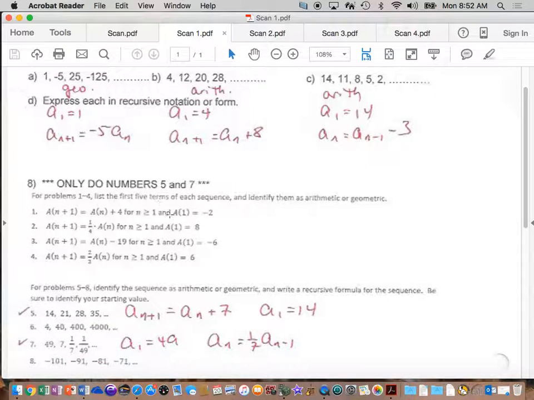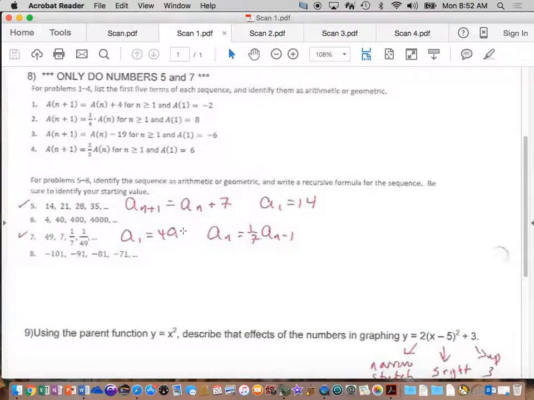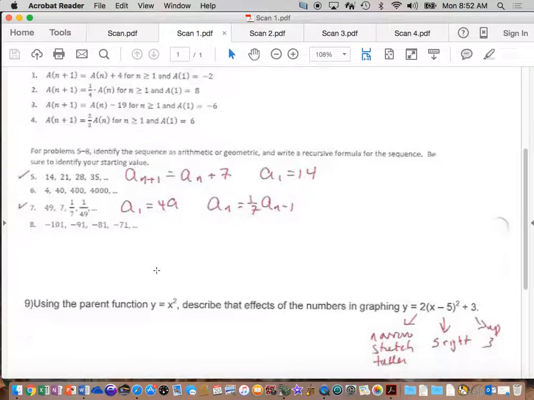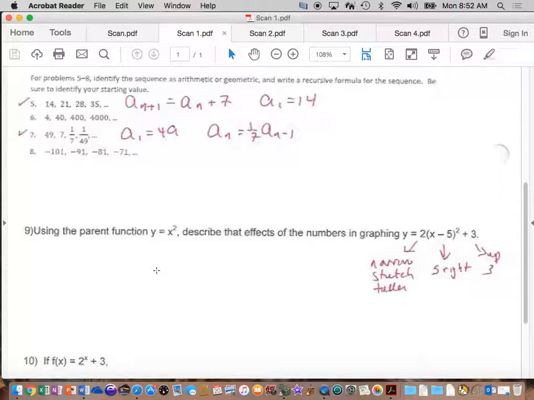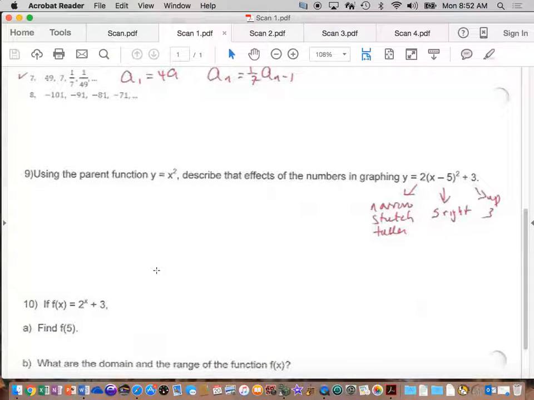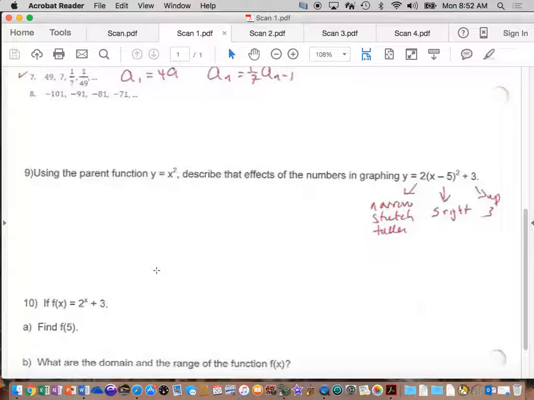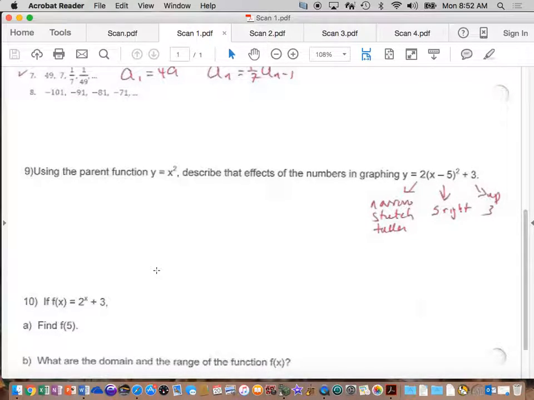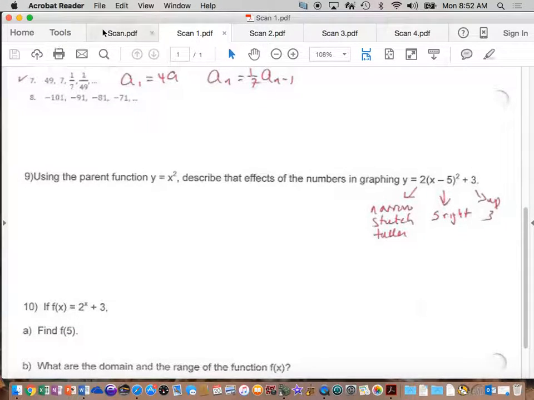We had already done number 8. But these 2 pieces we were supposed to do here, so I have those marked down. I think number 9 is pretty straightforward. Number 9 should be very comfortable at this point in time, right? Okay. Next up.